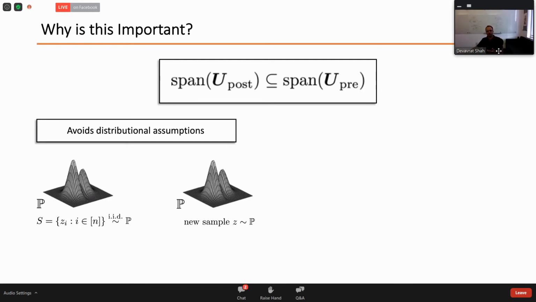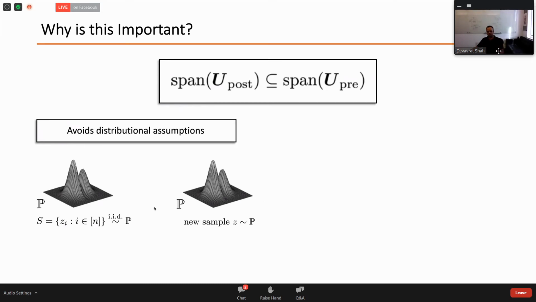Now, one subtle difference that arises as we focus on this as a condition to do generalization is, on one hand, it avoids distributional assumption. On the other hand, it requires one to think out of the box in the traditional generalization theory.